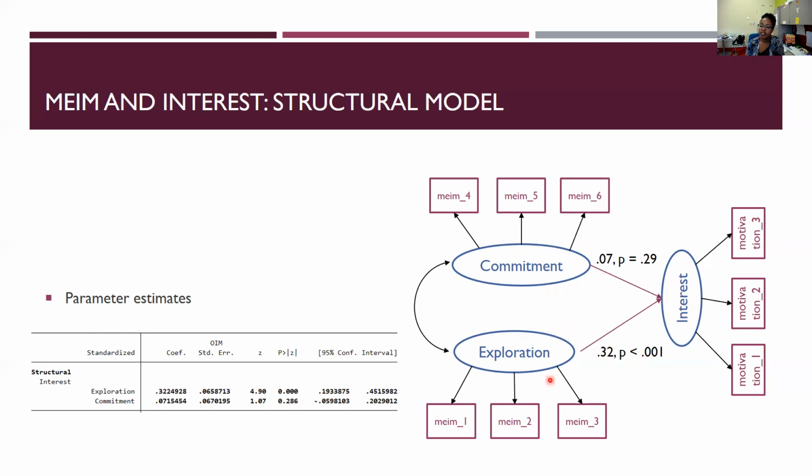So this is why it's an advantage to actually specify direct effects instead of just allowing correlations all the time. So our conclusion here would really be that higher expiration is significantly related to higher interest in school. And so that's it. That's a full structural equation model.